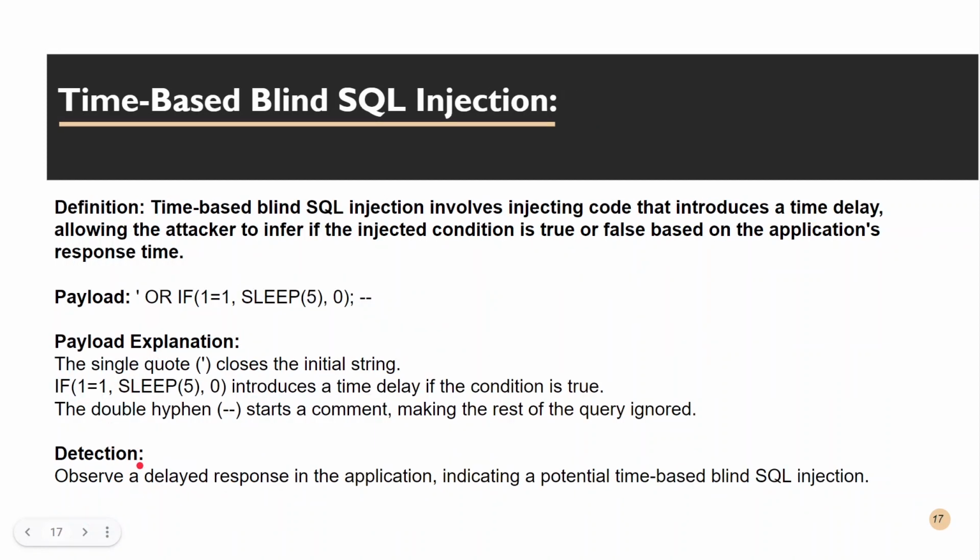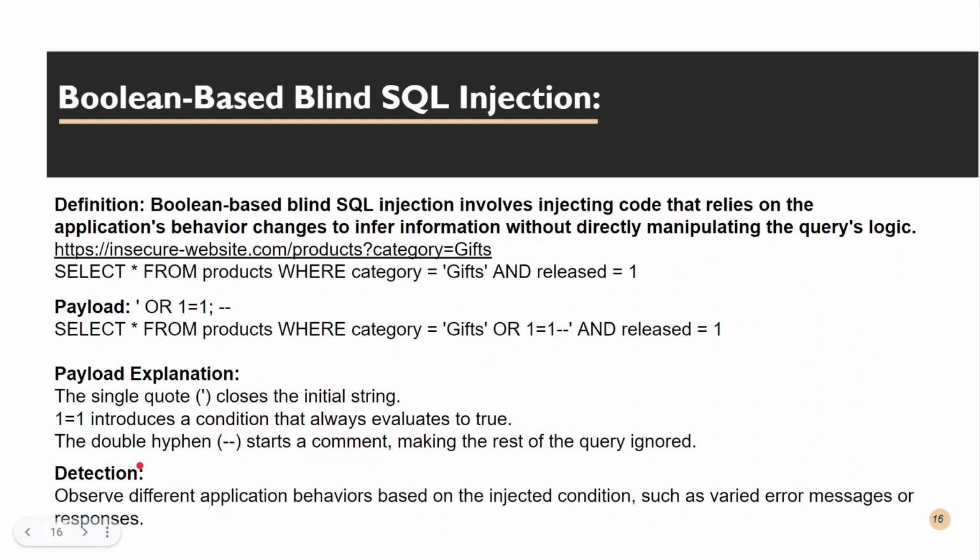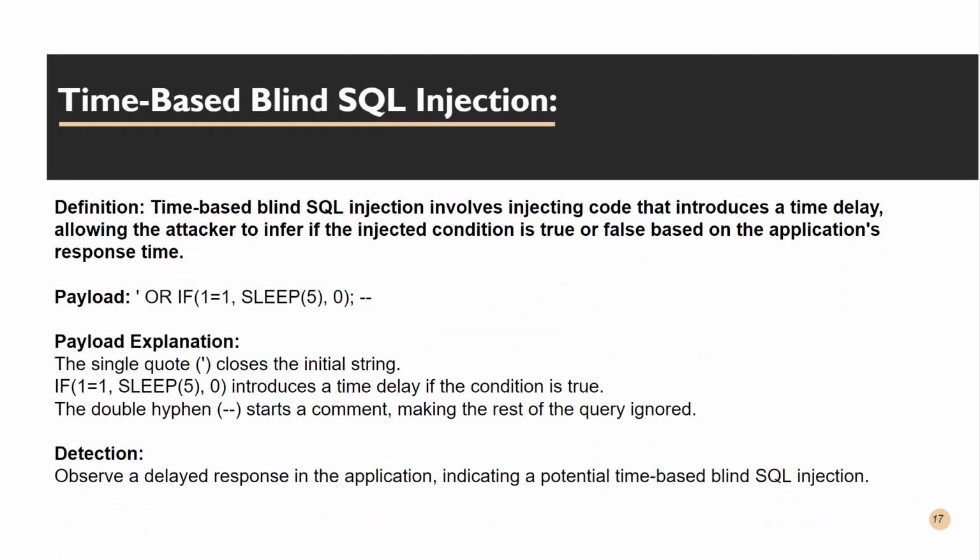In order to detect this type of SQL injection, we observe different application behavior based on the injected conditions, such as varied error messages or responses. Then we also have the time-based blind SQL injection. This involves injecting code that produces a time delay, allowing the attacker to infer if the injected condition is true or false based on the application response time. And this is a very typical example.